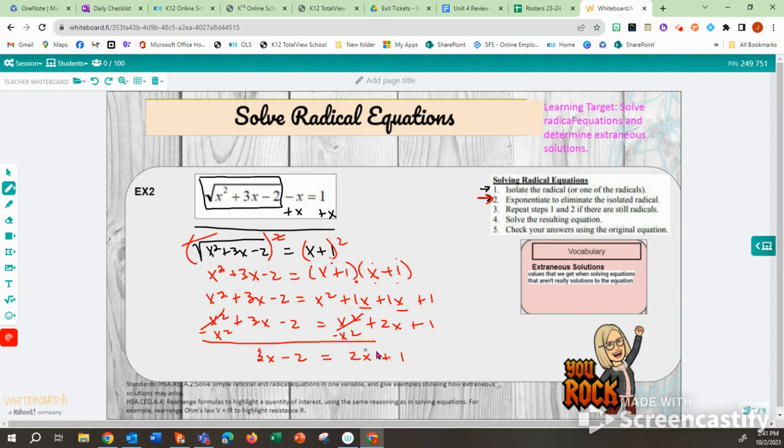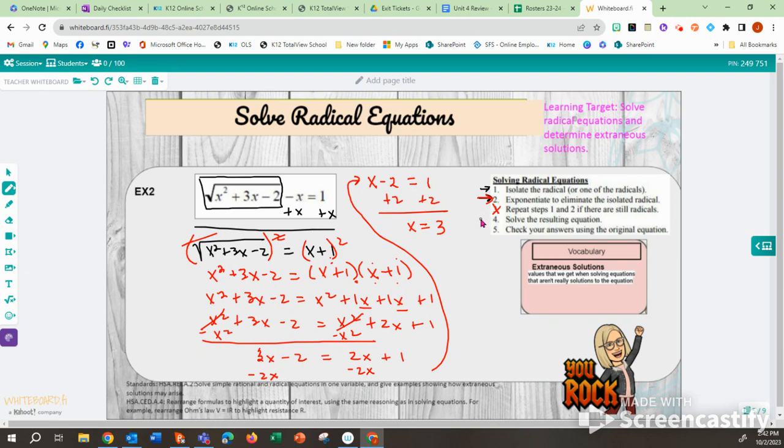So I have a 3x on the left and a 2x on the right. 2x is smaller, so I'm going to move that smaller variable over to the larger one. That's going to leave me with x minus 2 on the left and 1 on the right. And then we'll add 2. And that's going to give me an x value of 3. Since my x squareds canceled out, that meant I was only going to get one solution. And then we do have to check. We did not have to repeat in this particular problem because my radical went away when I squared the first time. And now we're to the solving step.